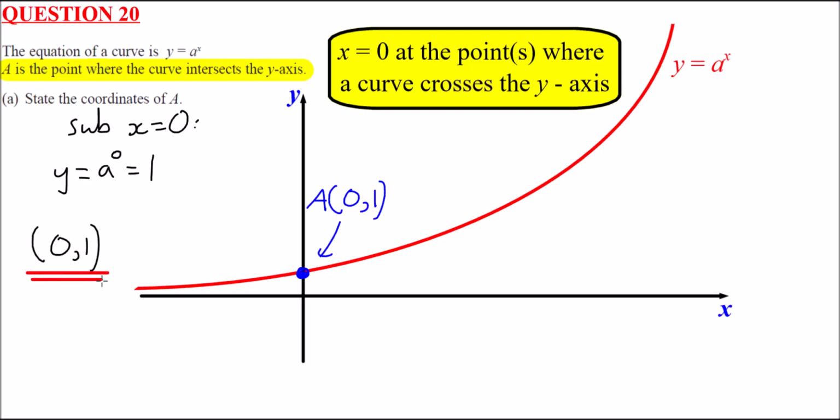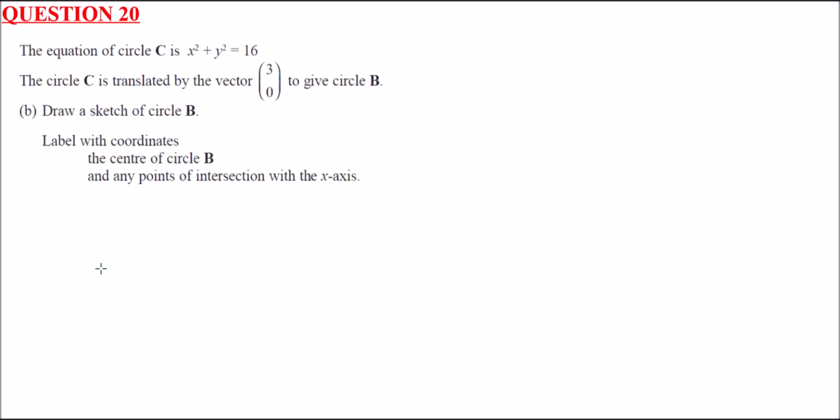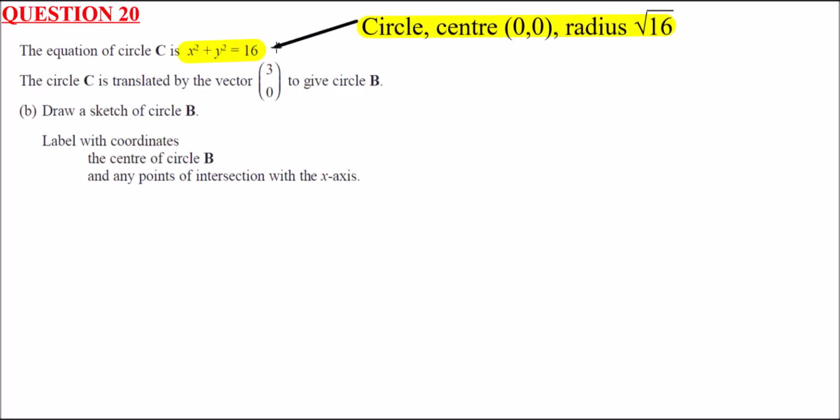So that's part A. For part B, we're talking about a circle. So the equation of a circle, C, is x squared plus y squared equals 16. If this is the equation of a circle, we need to know the equation of any circle for GCSE is x squared plus y squared equals the radius squared. So 16 is the radius squared. So the radius is the square root of 16, which is 4. And this will always be a circle centered on the origin, (0, 0).